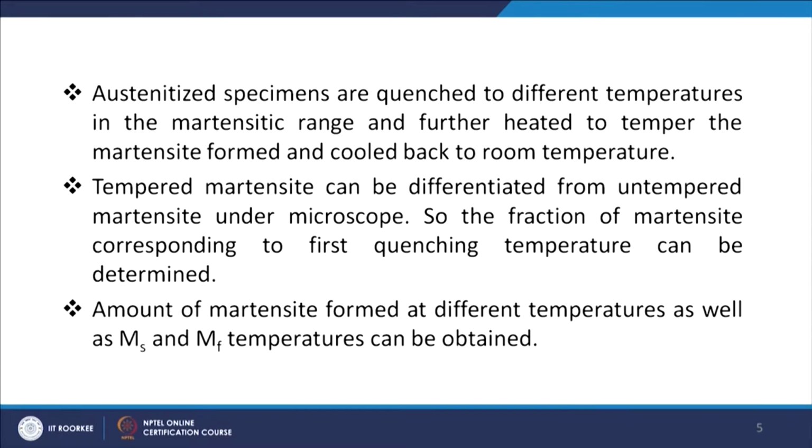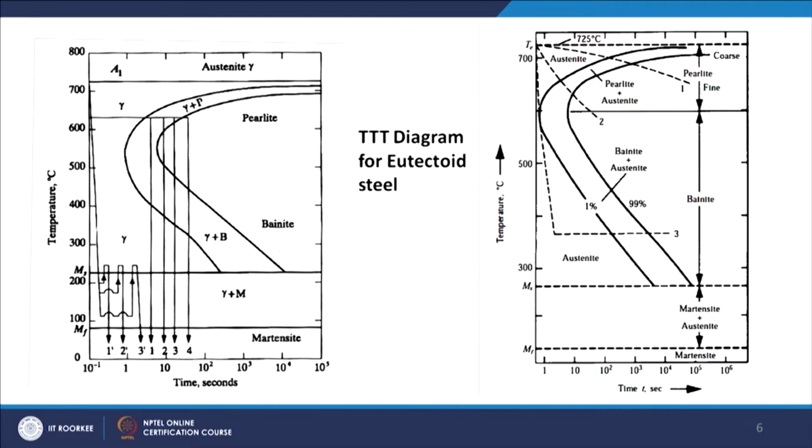So, you can have an idea about the fraction of martensite corresponding to the first quenching temperature, and that can be determined. Also, the amount of martensite formed at different temperatures, as well as the MS and MF temperatures, can be determined using these curves. So, what you see is that this zone is the gamma zone, this is the pearlite zone, and in this zone you will have gamma plus pearlite in the upper portion and gamma plus bainite in this upper zone.